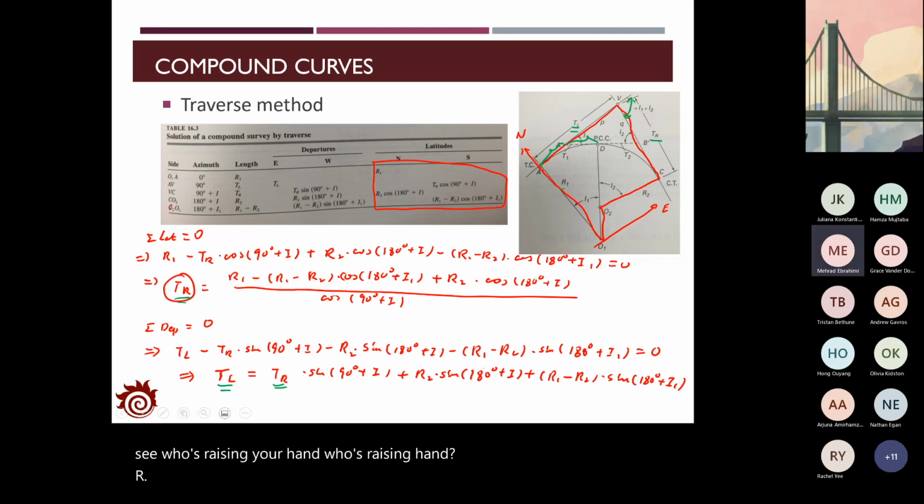Yeah. Hello. Yes. I was wondering. So we have I1 and I2 in the shape, and then for the formulas, we've derived TR in terms of I1 and I. What's I? Oh, do you mean the capital I? Yes. The capital I is I1 plus I2.